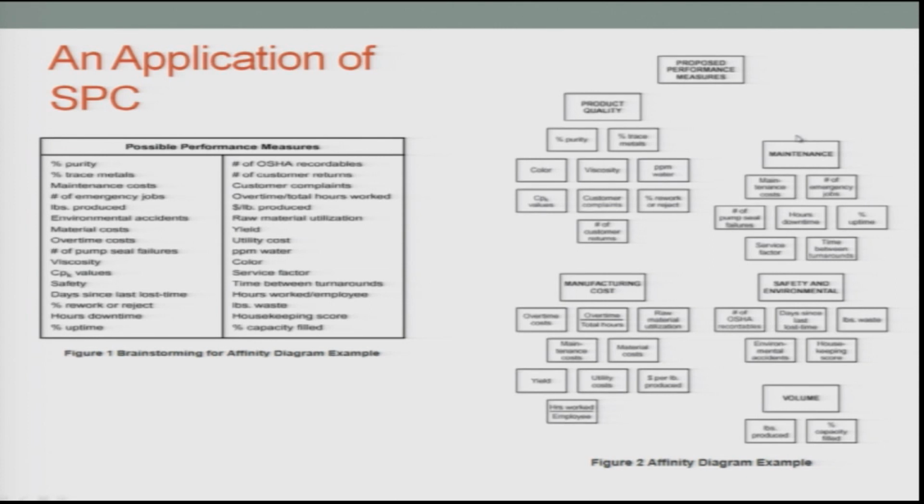Others in this whole example: one is product quality, which may relate to color, viscosity, parts per million being utilized, the number of customer returns, or negative feedback from customers. So, they are under product quality. Another can be manufacturing and the manufacturing cost, which may include maintenance cost, material cost, utility cost, hours of employment, and the overtime which you are giving.